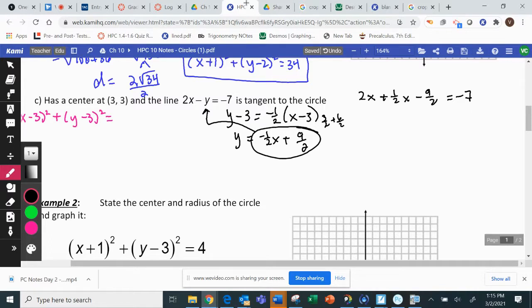And I'm going to multiply everything by 2 because I don't want to deal with fractions. Let's solve this. And I get x equals -1. I'm going to plug that back into the original equation.